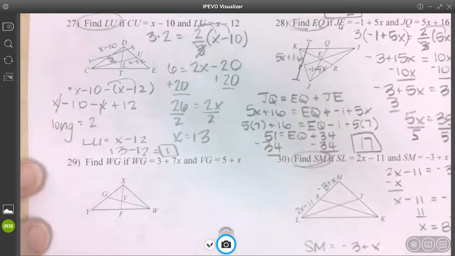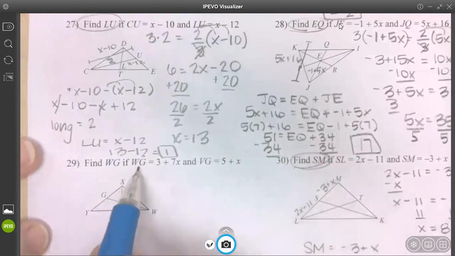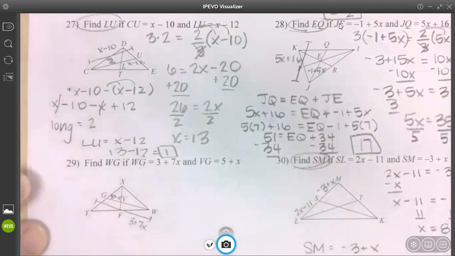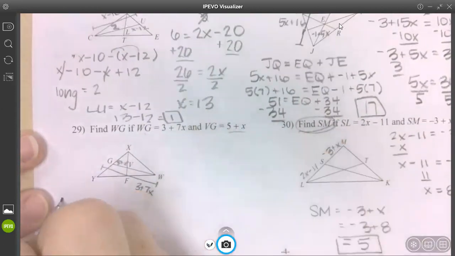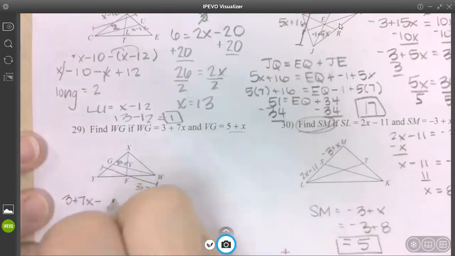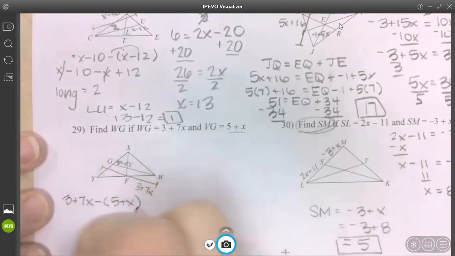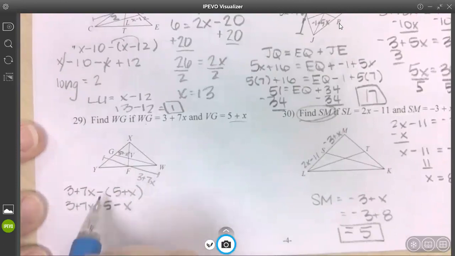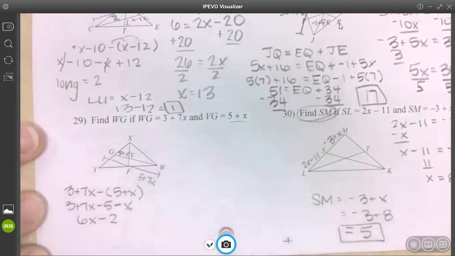And then one last problem and we're done. It gives us WG, which is the full length of the line, 3 plus 7x. And it gives us that short side again. So this is exactly the same. That says 5 plus x, 5 plus x. So we're going to do the same problem. 3 plus 7x, the full length minus the short. We're going to distribute that negative, and we get negative 5 minus x. And then add our like terms. 7x minus x is 6x. 3 minus 5 is negative 2.